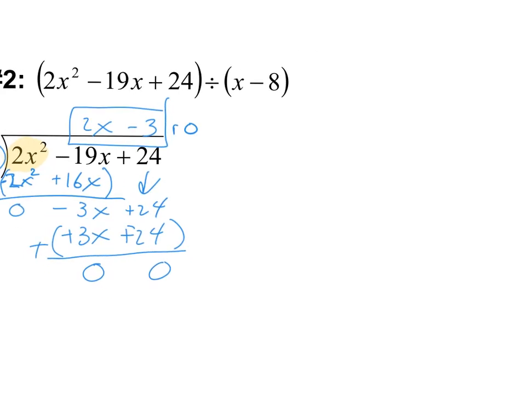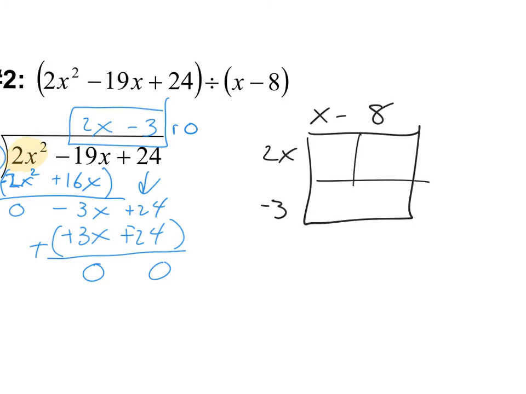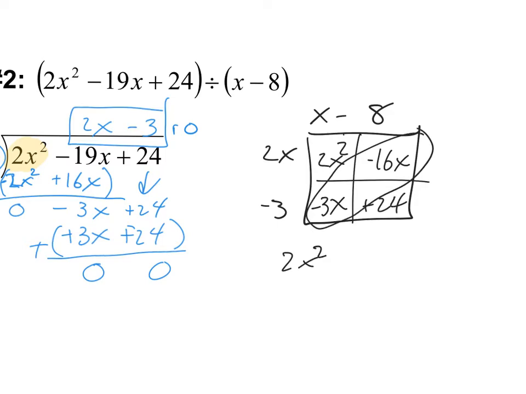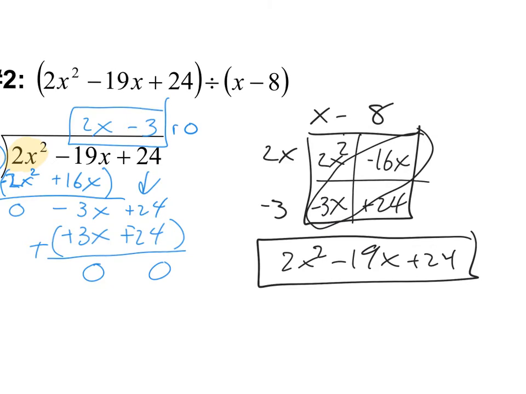And we could do that really quickly because we know how to do the box method, right? So we could say x minus 8 times 2x minus 3. And this is a good way to check your work as well. You'd get 2x squared, 2x times negative 8, negative 16x. Negative 3 times x is negative 3x. Negative 3 times negative 8 is positive 24. So I have 2x squared. These are like terms. That's negative 19x plus 24. Hey, that's exactly what we started with, right?